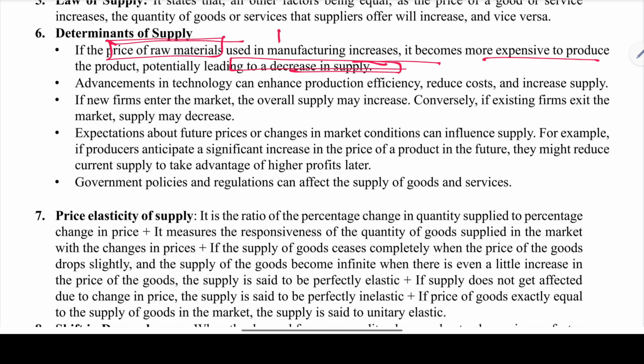In the law of demand, we were speaking about the price of the output. Now, when we are discussing the determinants of supply, if the price of the raw material increases, the supply will decrease because the product becomes more expensive.